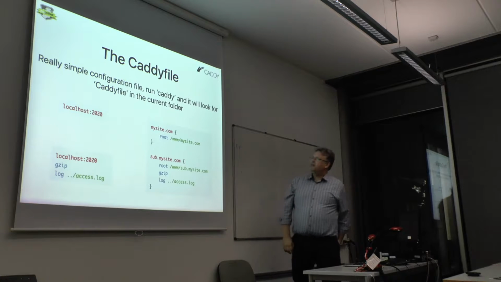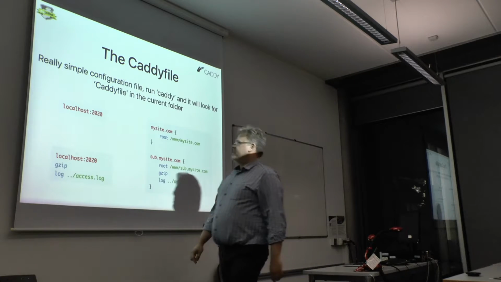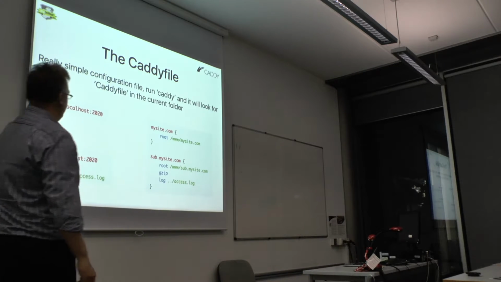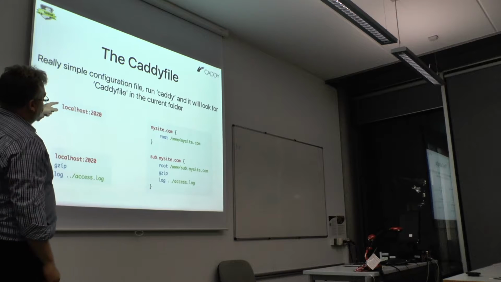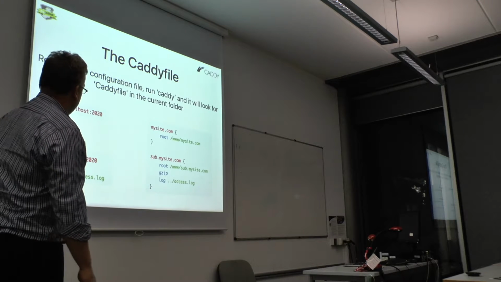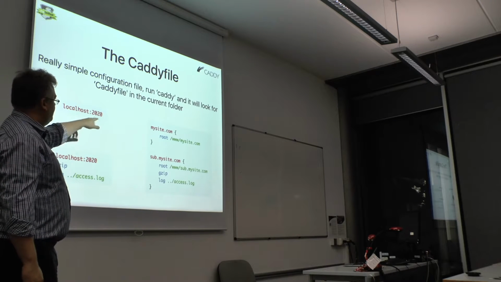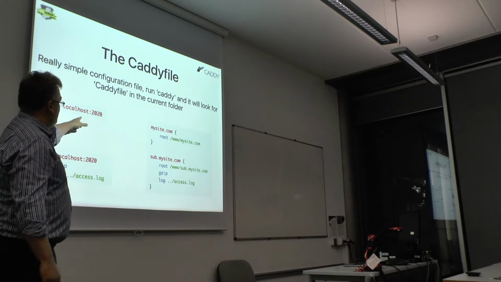Really simple config file called the Caddyfile. So I'll just run through an example here. This is a Caddyfile. It's your config. So that means if you have a Caddyfile in a folder, you just run Caddy in that folder, and you have this in your Caddyfile. That means it will serve that folder on port 2020.